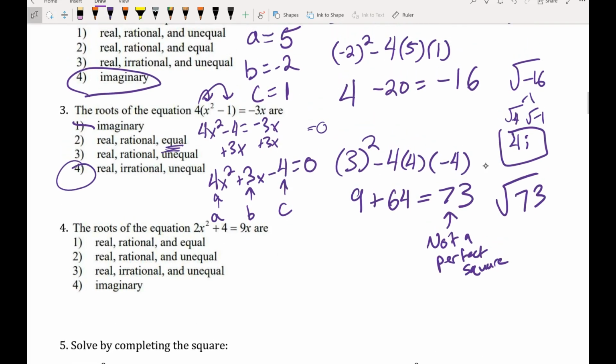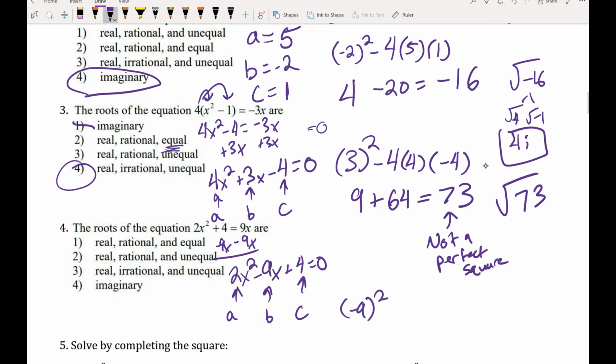So for number 4, very similar process. The only thing we need to do is subtract 9x on both sides first to get 2x squared minus 9x plus 4 equals 0. I label my a, my b, and my c, and I do the same thing. I'm looking at b squared minus 4ac. So negative 9 squared minus 4ac. 4 times 4 is 16, times 2 is 32. And 81 minus 32 is 49.